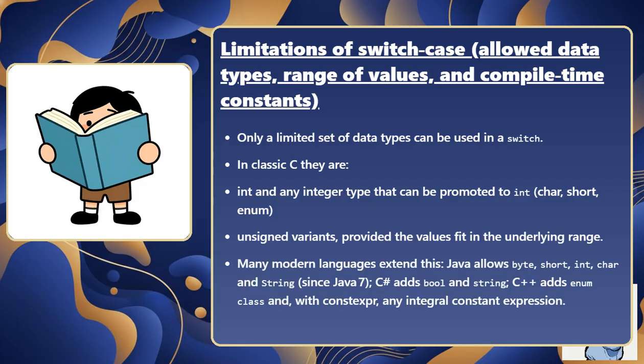Java allows byte, short, int, char, and string since Java 7. C# adds bool and string. C++ adds enum class, and with constexpr, any integral constant expression.